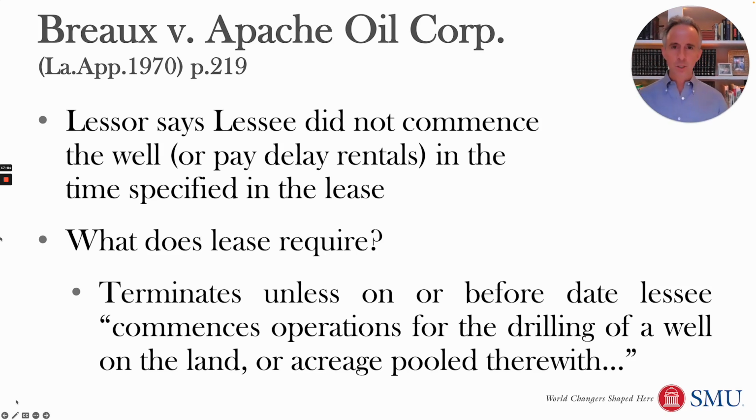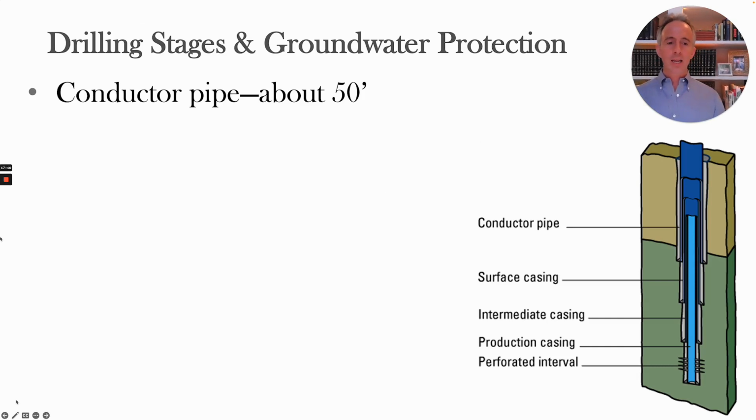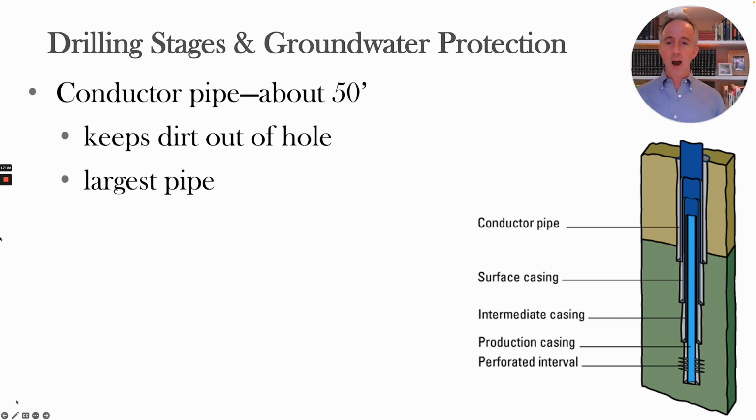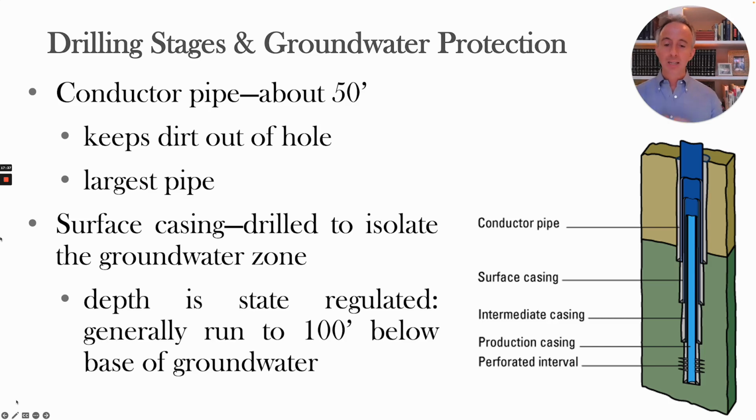All right. So what are typically the starting stages of drilling? Well, you're going to need to have a drilling rig. Here's kind of what you're going to do. One is you're going to include a wide conductor pipe that's going to separate the land from the pipe and the drilling that you're doing. That's going to keep dirt out of the hole. It's going to be your largest pipe. And then you're going to have some surface casing that's drilled to isolate the groundwater zone. And typically, you're going to use just water-based drilling fluids while you're in that groundwater zone. Typically, you have to use that surface casing until you get about 100 feet below the base of the groundwater.